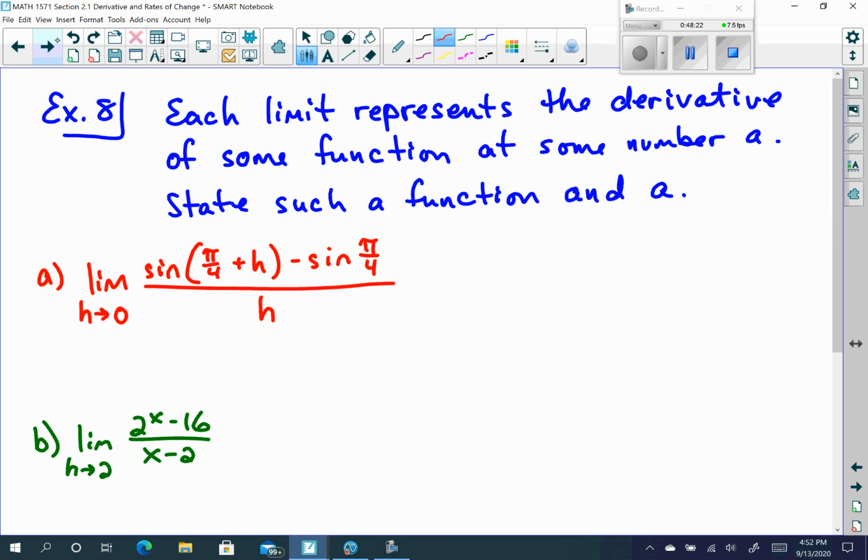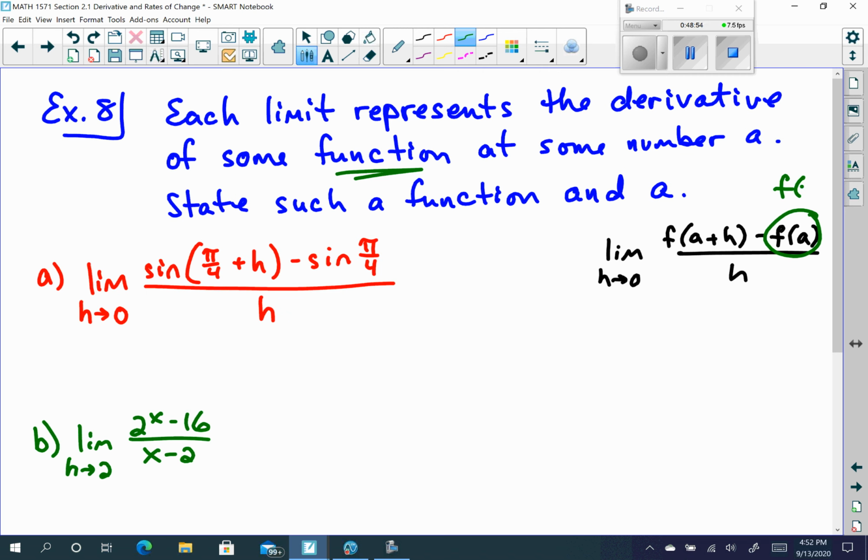All right, our last example kind of gives things in reverse. We have to pull the function out from each description here. So each limit represents the derivative of some function at some number a. State such a function and a. So we're going back to the limit, this notation here, as h approaches 0 of f of a plus h minus f of a all over h. So where we get to answer the first part of the function comes from this right here. So this is really our f of x, but the a is already substituted in. So go ahead and copy down example a.